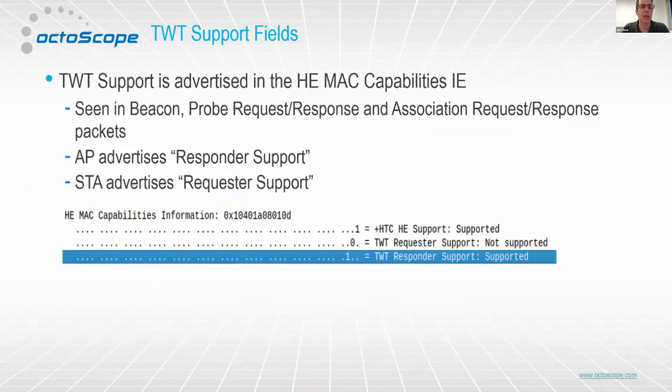So if we can just get a capture of an association request response, we can examine the beacons, the probe request response, the association request responses. And we want to check the HE-MAC capabilities information field. That's where we're going to see about TWT requester or responder support. So the picture we have here is from an AP that's advertising that it's a responder.